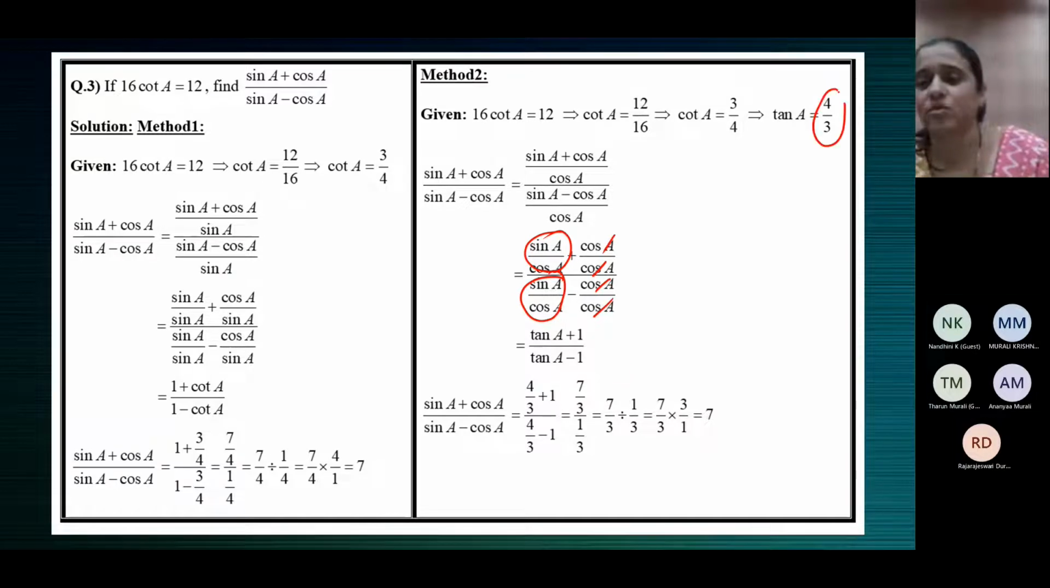What's the value of tan A? 4 by 3. So (4 by 3 plus 1) by (4 by 3 minus 1). Take the LCM and simplify. You get the same thing, 7.